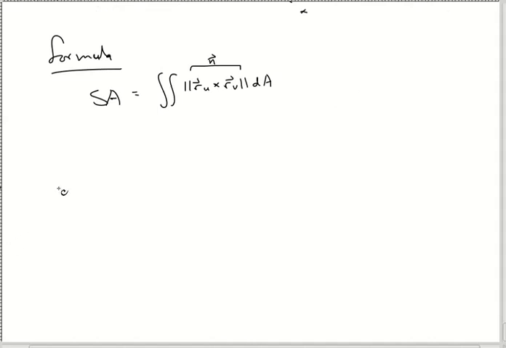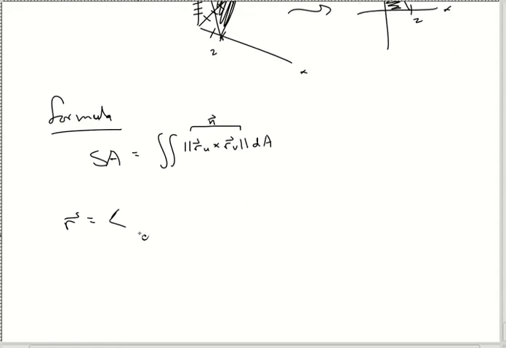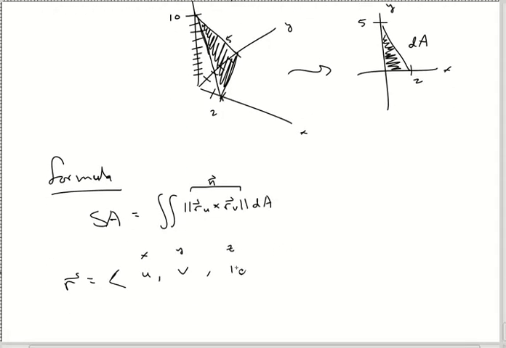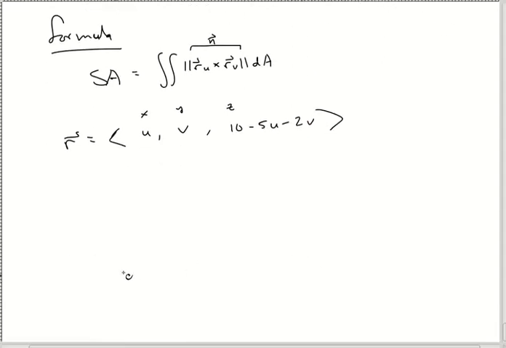So let's find this out. My r is, and what I have to do to make r is kind of funny. If you remember my plane equation, it's right here. What I'm going to do is move these over and z equals 10 minus whatever. I'm going to say that x is equal to u and y is equal to v. So that's my x and my y. And my z, if you go back up, I move it all over. So then I got 10 minus 5u minus 2v. So that's my r vector.